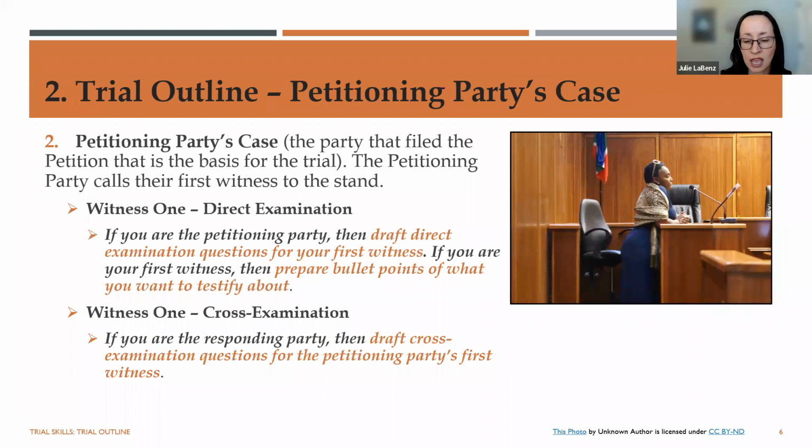You don't absolutely have to know who they're going to call first. You can just create questions for each witness and then go to those questions when that witness is called to the stand.